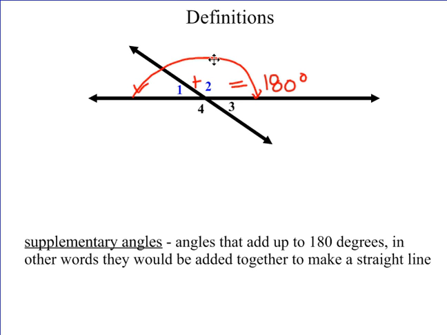Now, how does that help me when finding things? Well, it helps me to decide what's going on. For example, if I know that angle 2 measured 120 degrees, by definition, that would tell me that angle 1 measured 60 degrees, because 60 degrees plus 120 gives me 180.